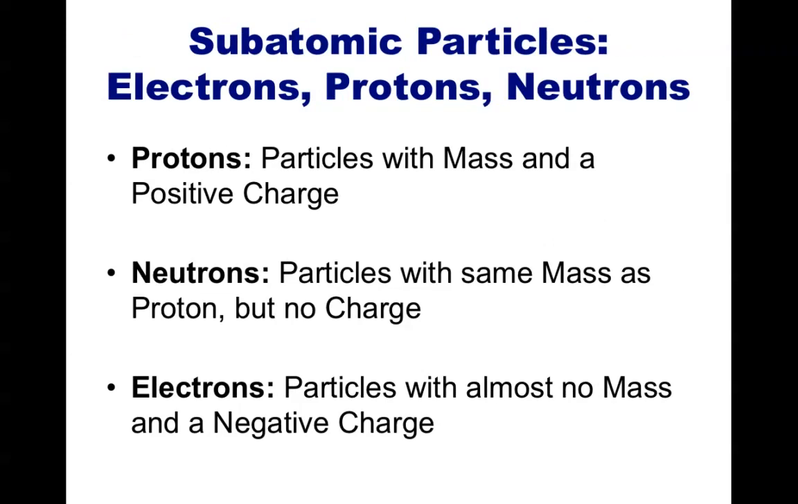Atoms have a dense nucleus, which contains the protons and neutrons. Protons are particles with a mass and a positive charge, while neutrons are uncharged. The positive charge of the protons attracts electrons, which are small particles of almost no mass, which have a matching negative charge. That is to say, the charge of one proton is attracted to and balanced out by the charge of one electron.